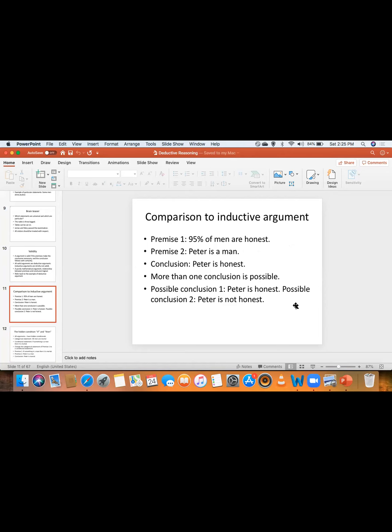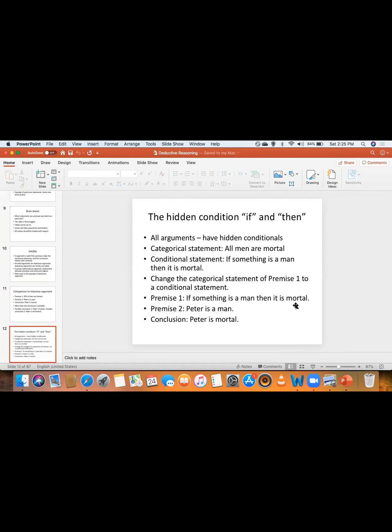Now, we compared deductive argument to inductive argument. This is an example of an inductive argument, and we saw how different it is from deductive argument. We saw that inductive argument can generate more than one possible conclusion. And then we returned to deductive argument. We saw the hidden conditional, if and then.